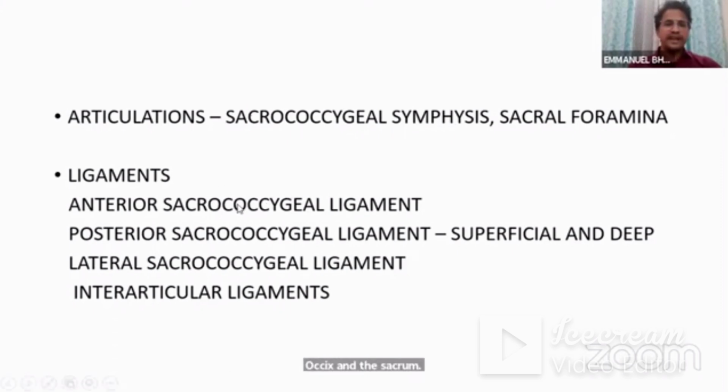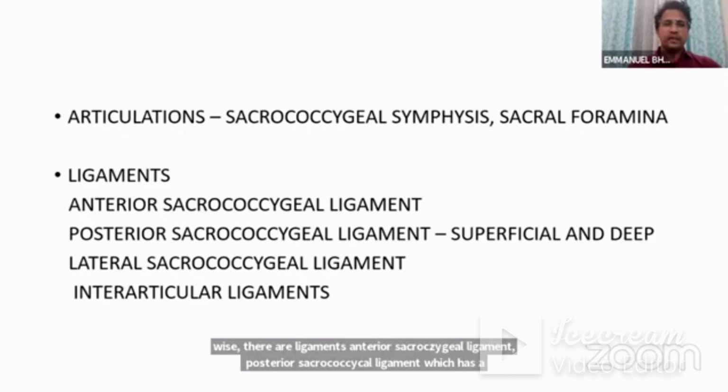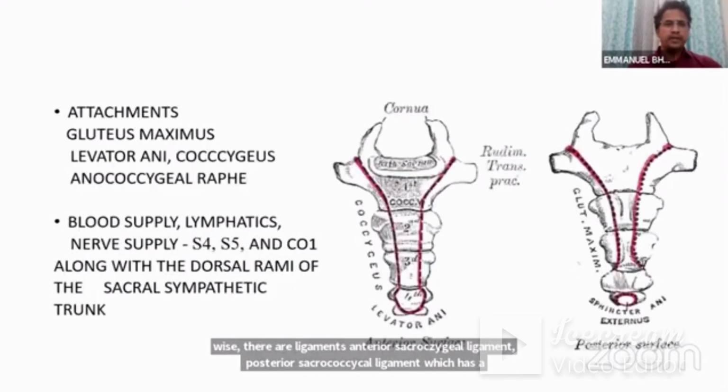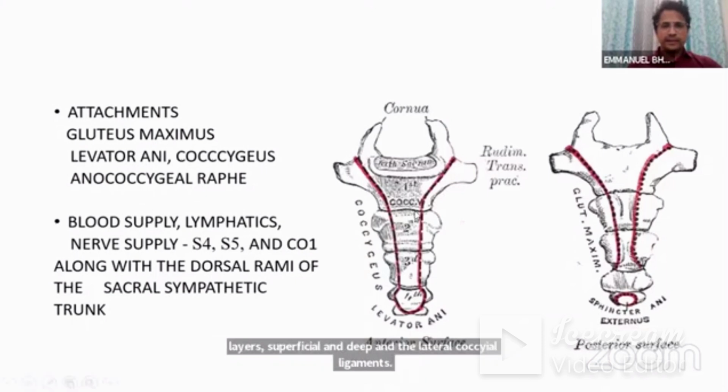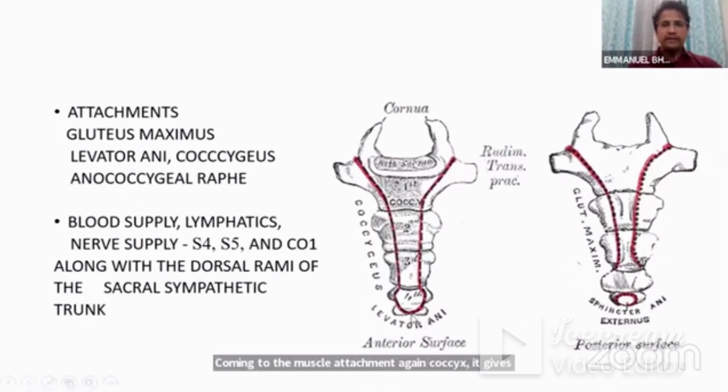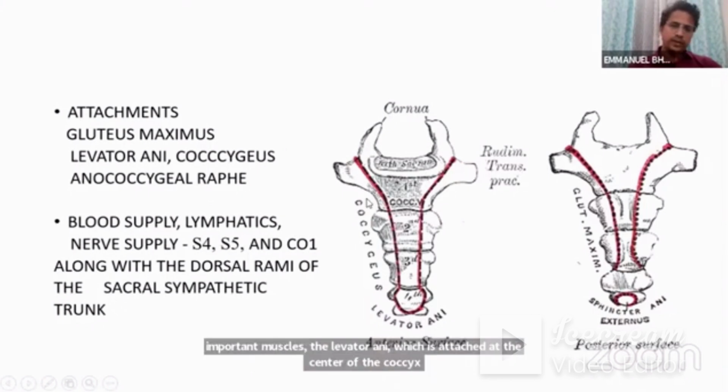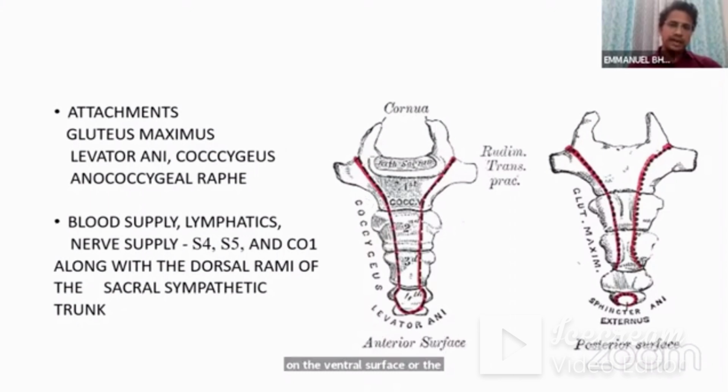Ligament wise, there are the anterior sacrococcygeal ligament, the posterior sacrococcygeal ligament, which has two layers, superficial and deep, and the lateral coccygeal ligaments. Coming to the muscle attachments, the coccyx gives attachment to three important muscles: the levator ani, which is attached at the center of the coccyx on the ventral surface, the coccygeus on the ventral and anterolateral surface, and on the dorsal surface a few fibers of the gluteus maximus. The coccygeus and the levator ani form the muscles of the pelvic floor, which help in supporting the pelvic organs.